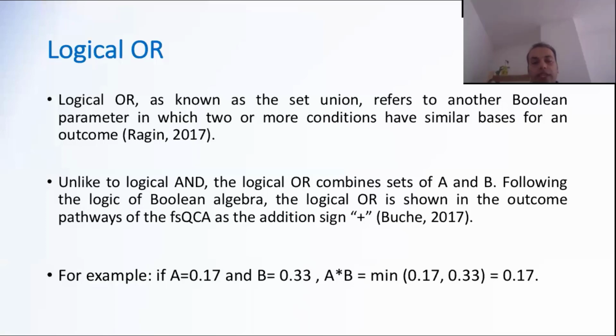If I want to give you an example, with the same sets A and B, the combination of these two sets, A plus B, is the maximum value of 0.33. So the main application of this Boolean sign is finding the alternative pathways to an outcome condition.